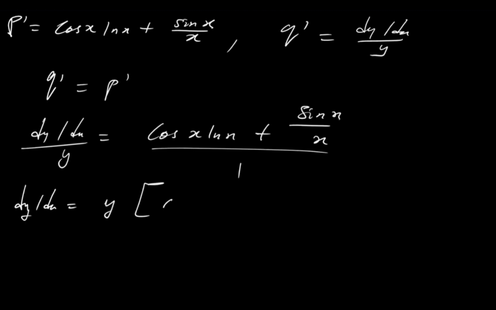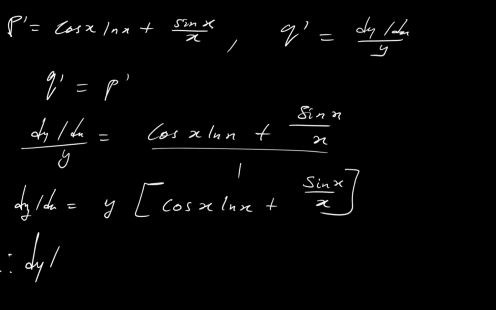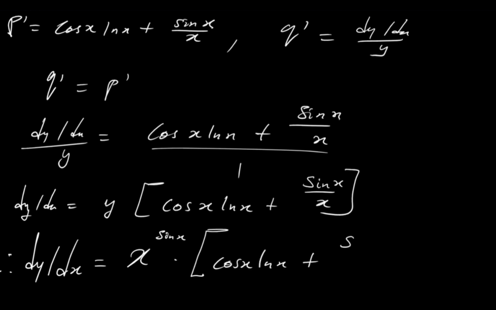Y times what you have here as cos x ln x plus sine x over x. Now basically we need to substitute for y. So dy over dx is equal to the value of y. Remember, the value of y is simply x^sin x. So you have x^sin x times everything that you have here, which will be cos x ln x plus sine x over x. So this is the derivative. This is our final answer, the answer we were looking for initially.